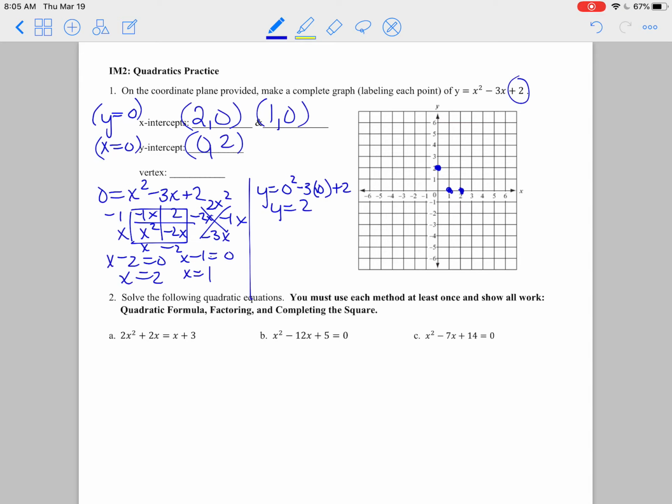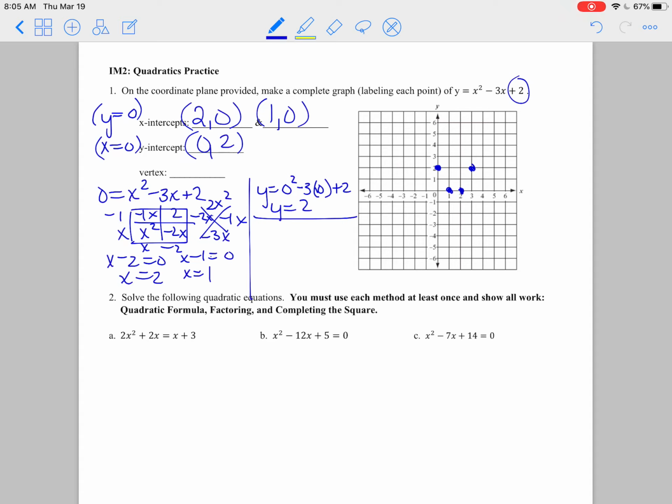Now, remembering that a parabola is symmetrical, so because that y-intercept is 1 to the left and 2 up from my x-intercept, I can do another mirror point going the opposite direction, going to the right and up. So I know there's another point right there.